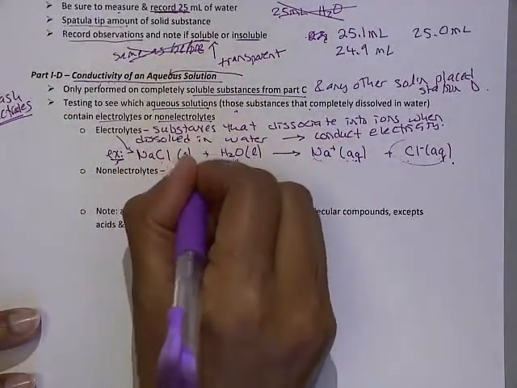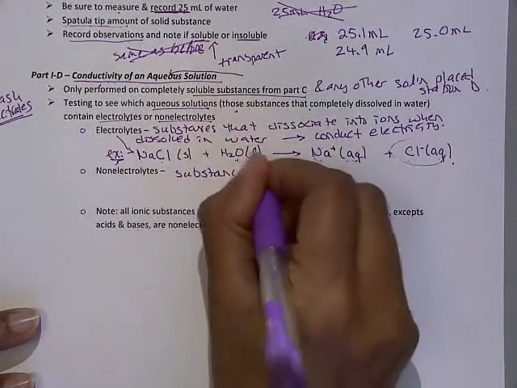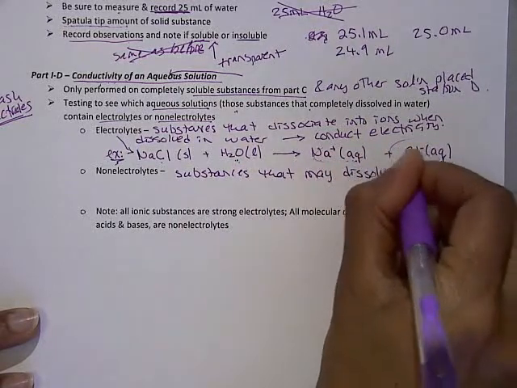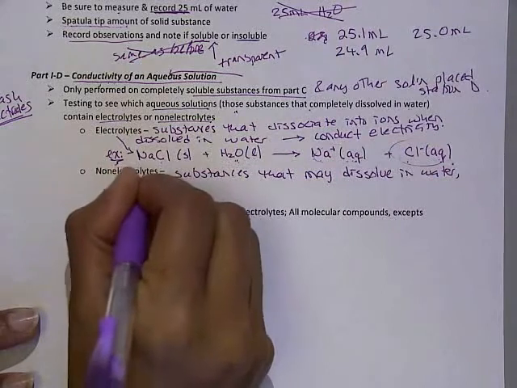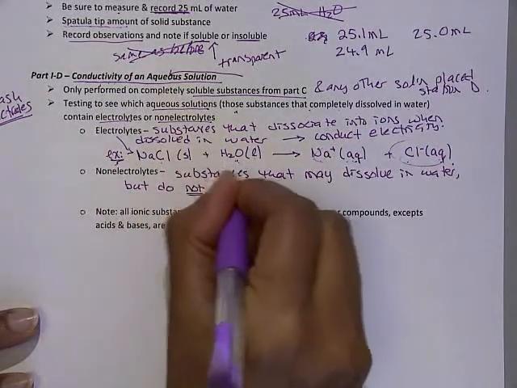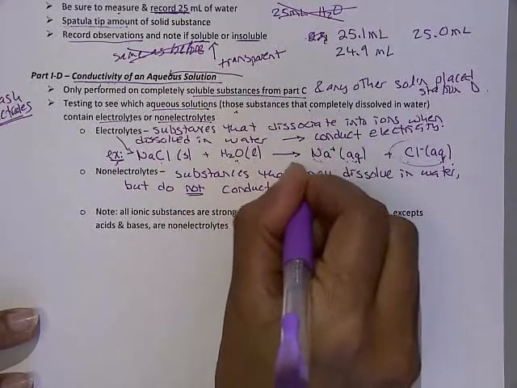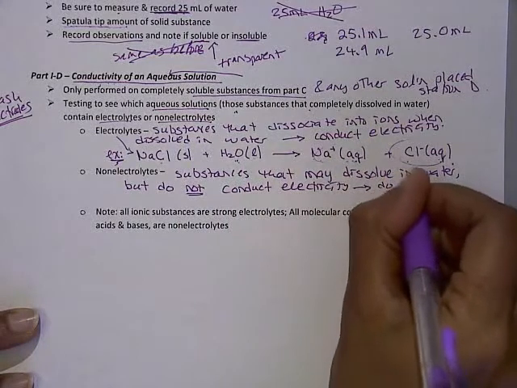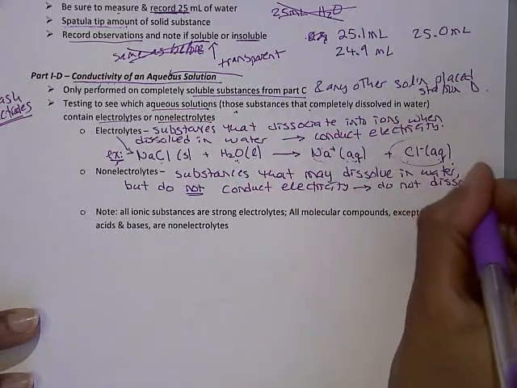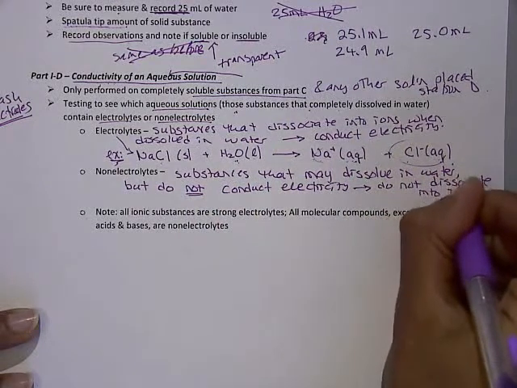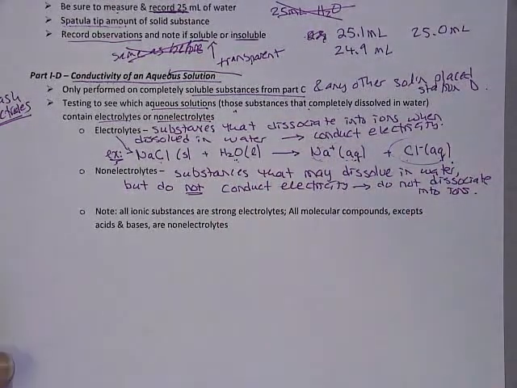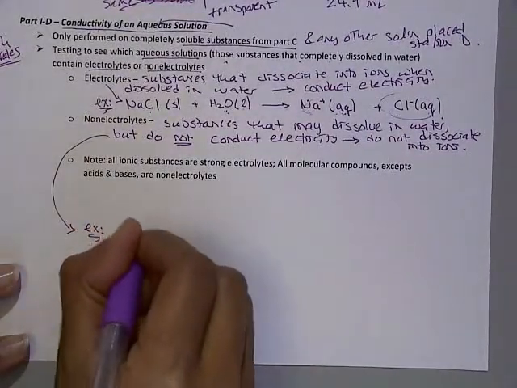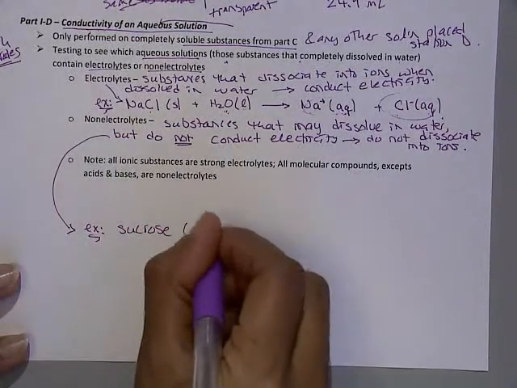A non-electrolyte is a substance that may dissolve in water, but does not conduct electricity. And they do not conduct electricity because they do not dissociate into ions. So you can only conduct electricity if your substance dissociates into ions. So let's actually do an example here. An example is sucrose, otherwise known as table sugar.